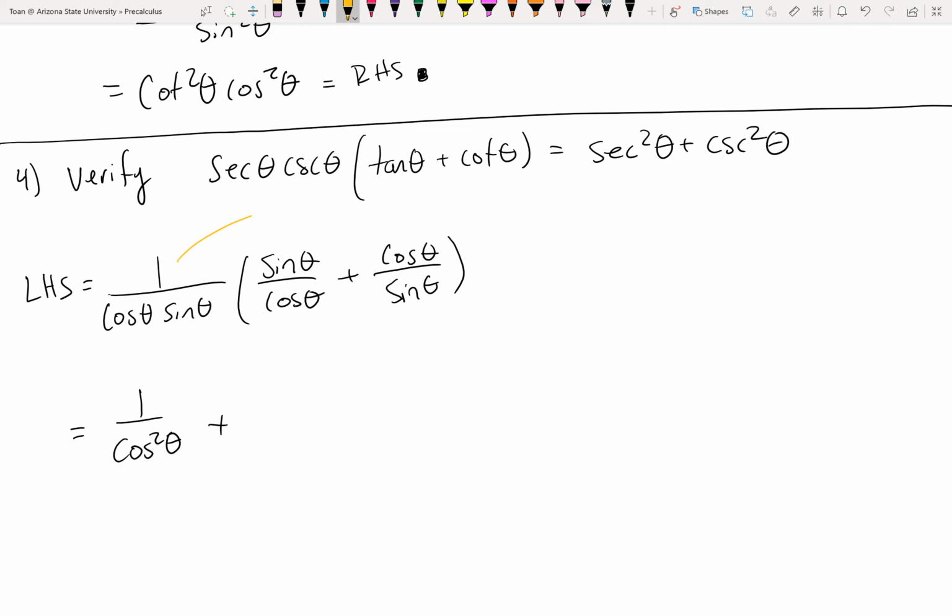When I do the next distribution, I hope everyone can see that the cosines will cancel out because you have a cosine on top and bottom, and you're left with sine times sine in the denominator, which of course is 1 over sine squared. And guess what? I believe that is it. That's all we need, because we know that 1 over cosine squared is secant squared plus, and we should know that 1 over sine squared is cosecant squared. So the last one actually ended up being the simplest. So that is the solution to our 7.1 quiz.